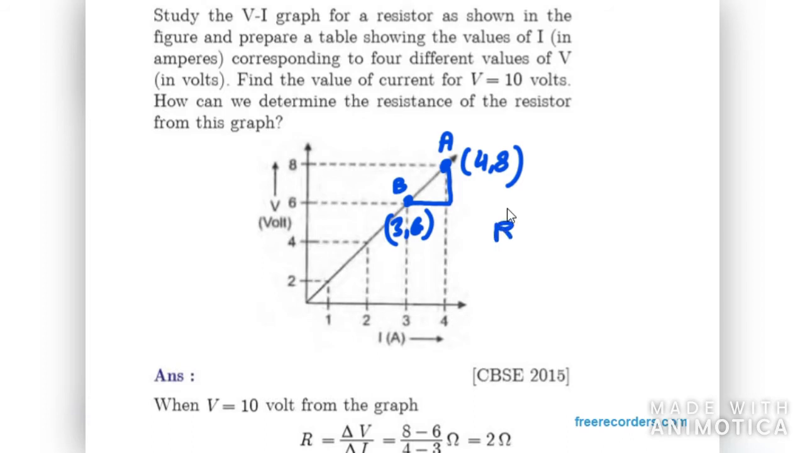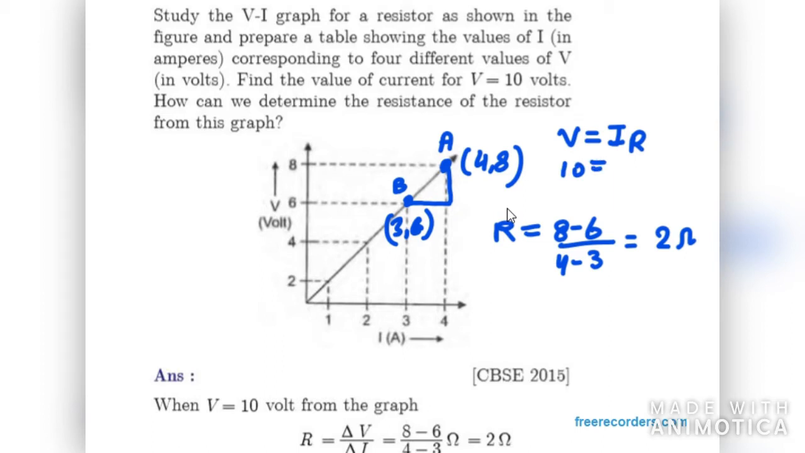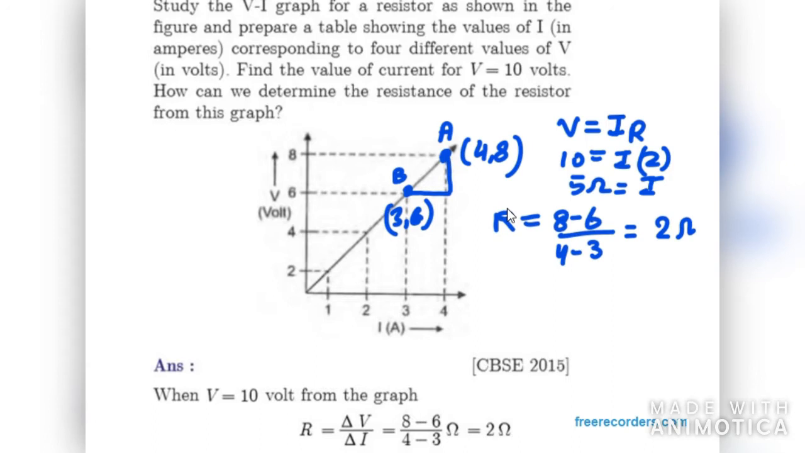Now as we need to find the resistance, so resistance will be change in Y, that is 8 minus 6 over change in x, that is 4 minus 3. So this will be 2 ohm. Now we need to find the value of current for V equals 10 volt. Now as you know, V equals IR. So V is 10 and I in this case we need to find, R is 2 ohm for this whole equation. So I in this case will be 5 ampere. The current will be 5 ampere when voltage is 10 volt. So that's your answer for this question.